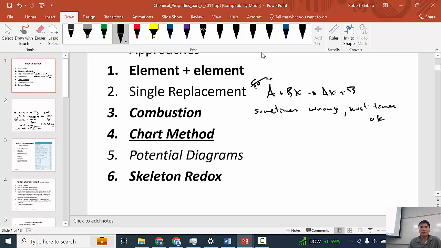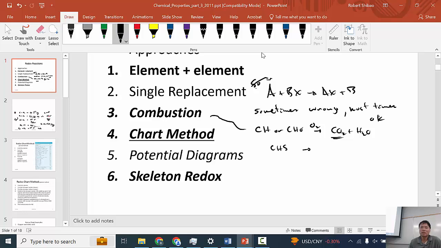All right, combustion we already talked about. Combustion, we have a CH or CHO. This yields, when we burn it in O2, CO2 plus water. Here we're assuming that it's complete combustion, right? Complete CO2.